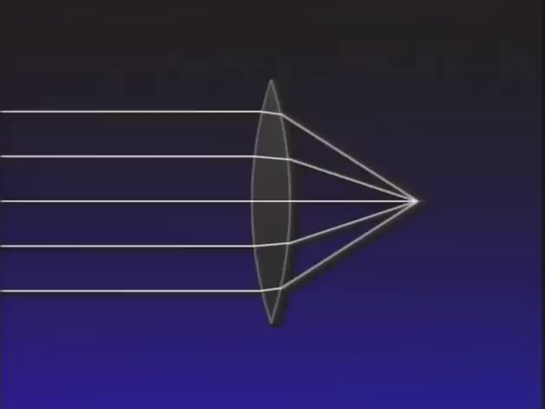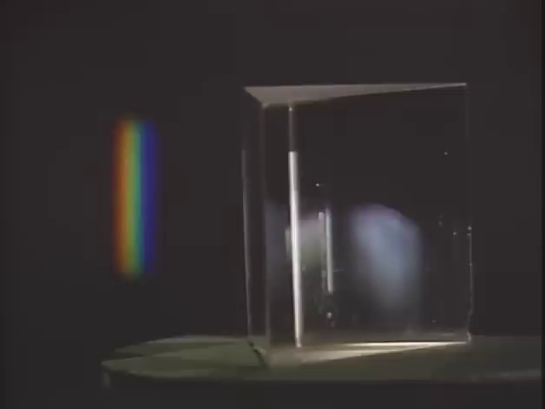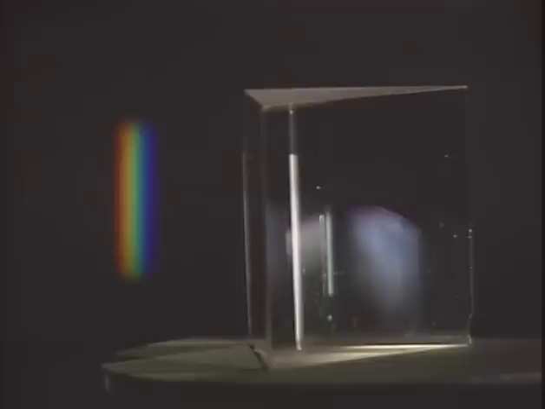A glass prism not only bends or refracts a beam of light, it also reveals that plain white light is composed of all colors of the rainbow. This process is called dispersion. And it was seen very clearly by Isaac Newton, who investigated both refraction and dispersion.